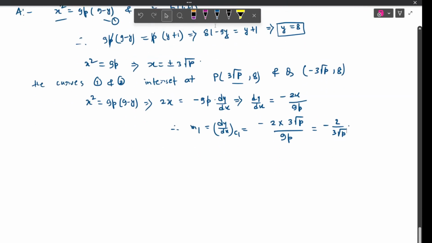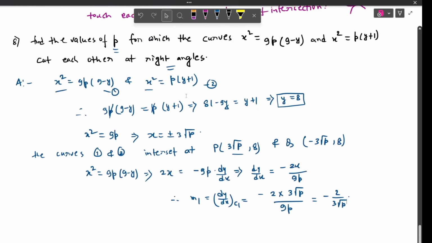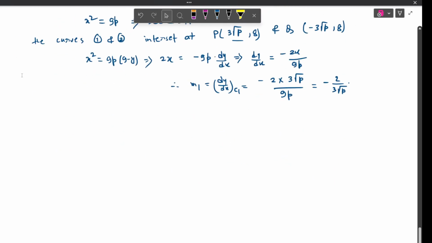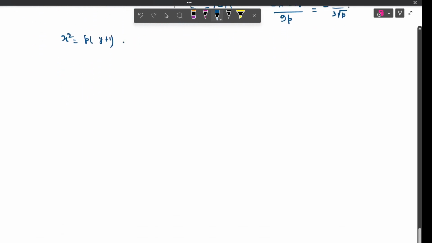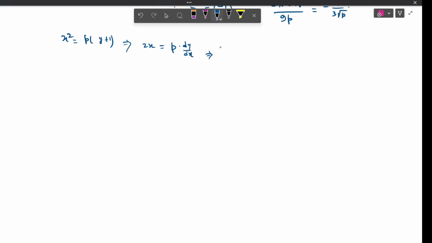Now we have to differentiate equation 2. Equation 2 is x square equals to p into y plus 1. So it would be x square equals to p into y plus 1. Now differentiating, we will get 2x equals to p into dy by dx and p into 1, differentiation of p is 0. So you will get dy by dx is 2x by p.